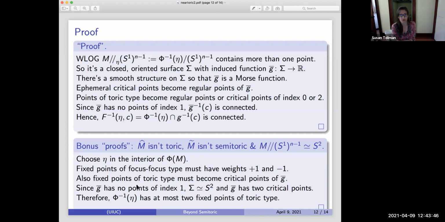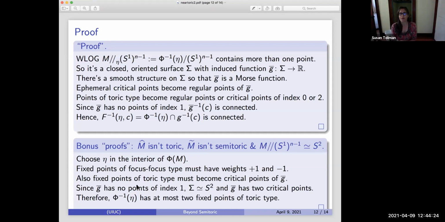A lot of points of toric type become regular points. That's the generic thing to happen. But sometimes they become critical points of index 0 or 2, but never of index 1. So then we get a function G bar that has no points of index 1. And this is something that Tien and Gilliman proved, but it's pretty obvious in the 2-dimensional case. If you have a Morse function with no points of index 0 or 2, then all the fibers are connected.